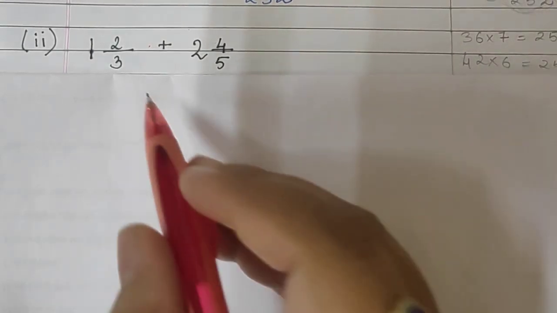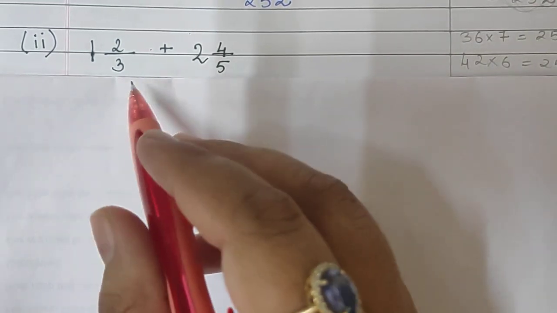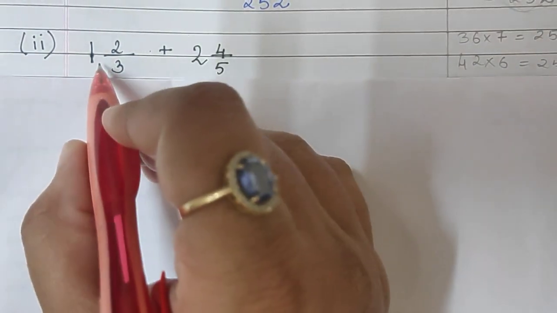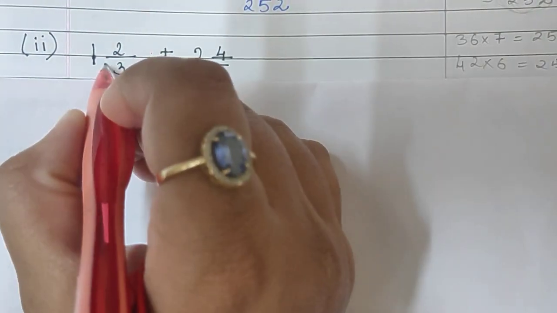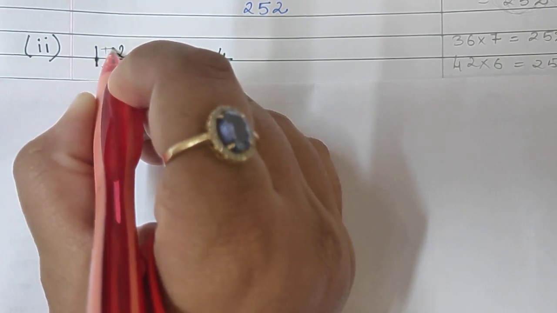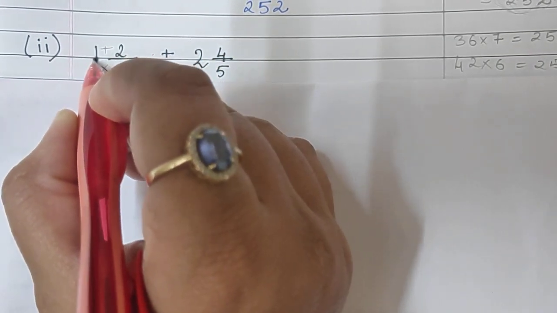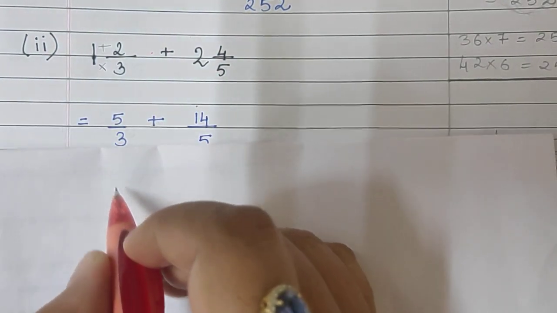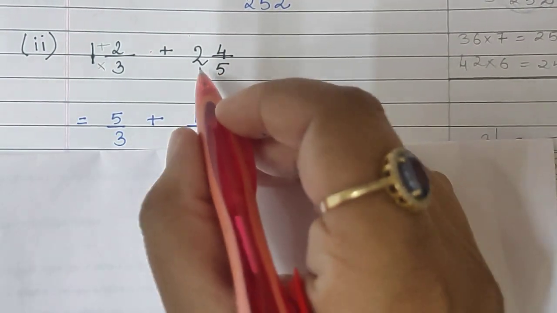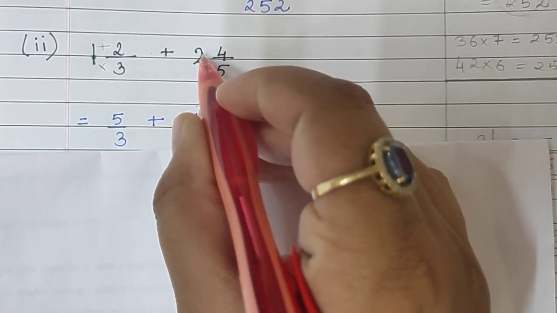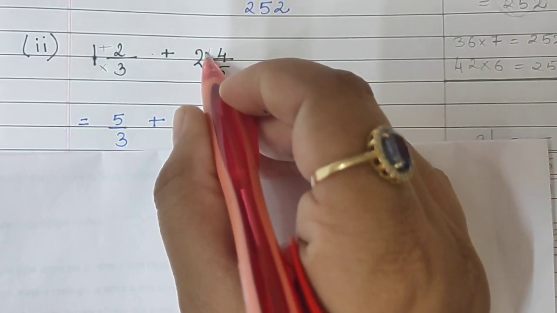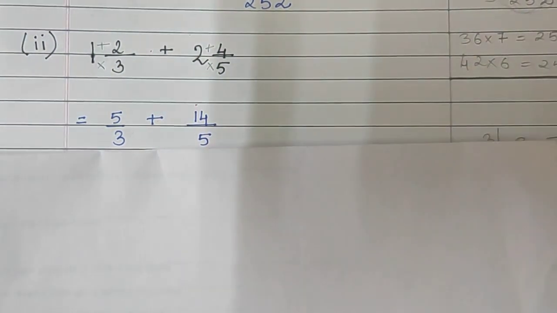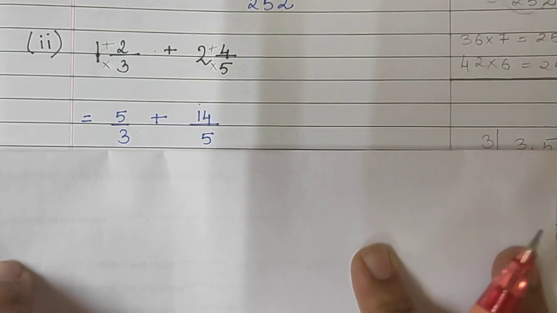Here the sum is in mixed fraction form. So let's first convert it into proper fractions. Here this is multiplication, here it is addition. 3 ones are 3 plus 2, 5. So this becomes 5 upon 3. Here 5 into 2 plus 4 is 14. So 14 upon 5. This is the fraction that we have to add.